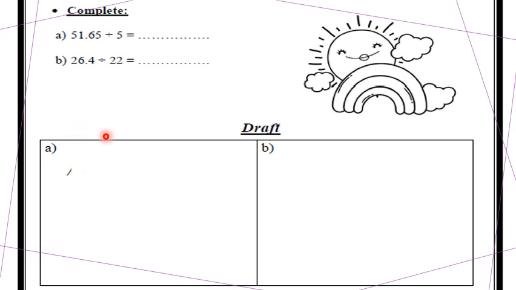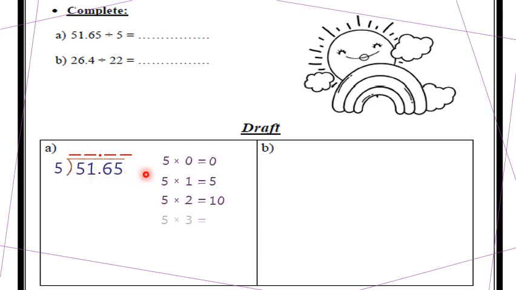51.65 divided by 5. Here I'm gonna write the number in the draft, the dividend 51.65 under the line, and the divisor will be out of the line. Now let's count how many digits here in the dividend. Here we have 2 digits, decimal point, and 2 digits. So also the quotient will be 2 digits, decimal point, and 2 digits. Let's leave here spaces according to the number in the dividend. And now in the draft, let me write table 5 from 0 till 5. And if I need more, I will continue.